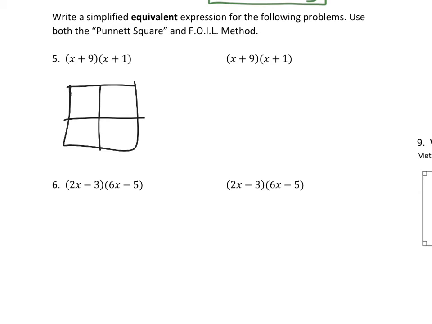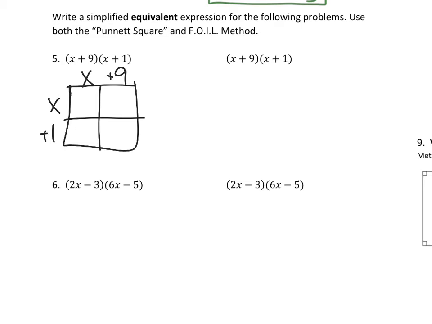Okay. On the top, guys, what's going to go across the top here? X and a positive 9. What goes on the side? X and a positive 1. If I like to see the plus sign, if I'm like, where'd that plus sign go? You can put it there if that helps you.